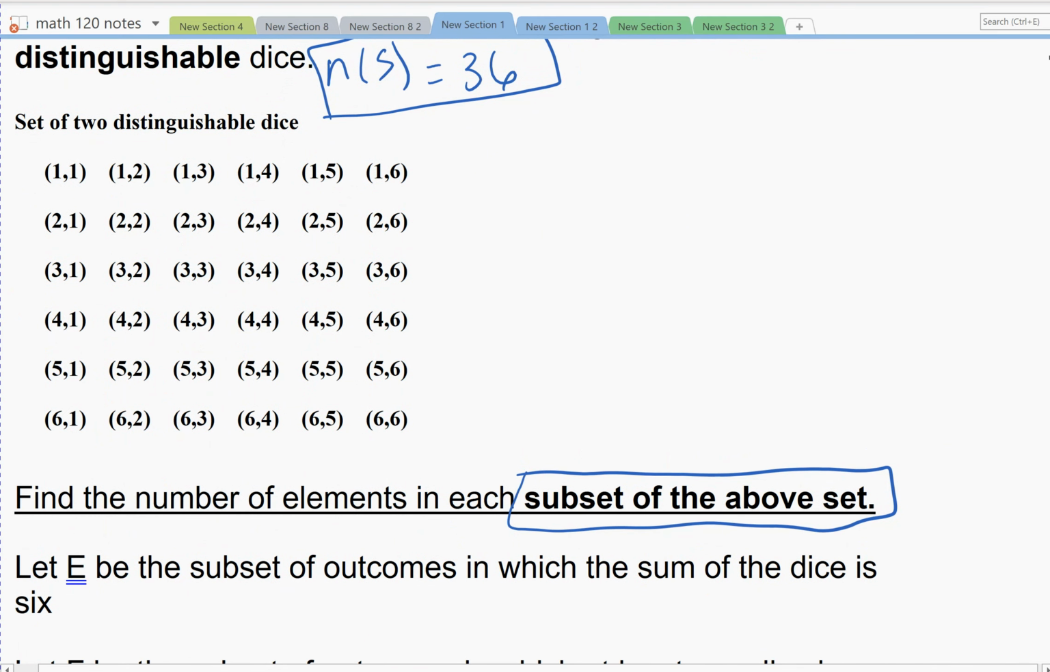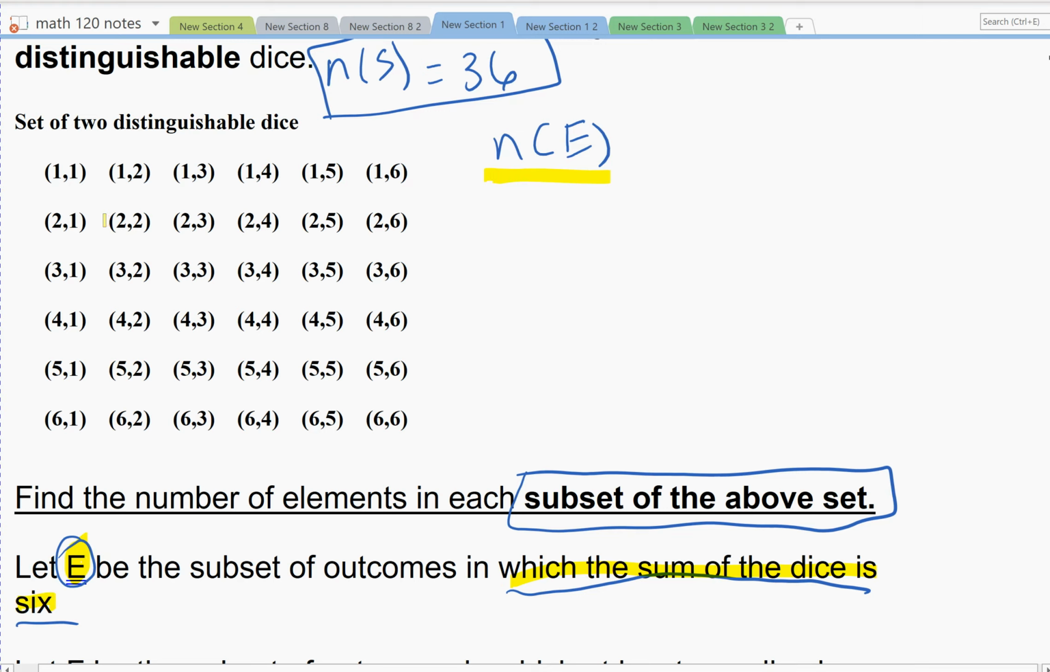So the first subset, let E be the subset where the sum of the dice is 6. So I want all of the 36 outcomes where the numbers paired together add up to 6. That's what it means. I want to count how many ways that happens, and I'm going to use a highlighter. This is where having colored pencils or a highlighter can be helpful if you're drawing out the set, just to circle stuff and write things down. I'm going to use a yellow highlighter to highlight all of those where I've got a sum of 6.